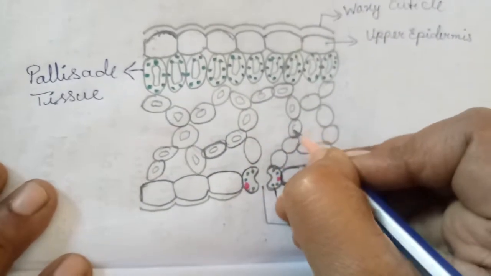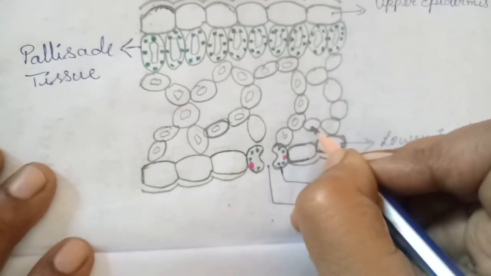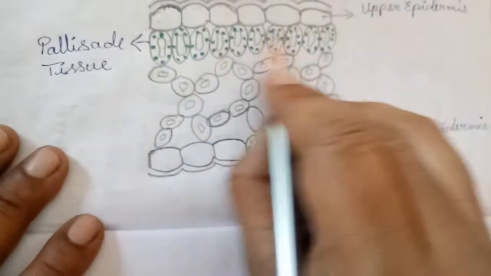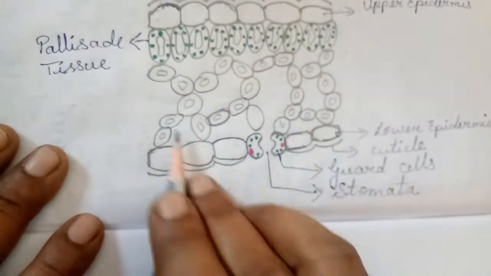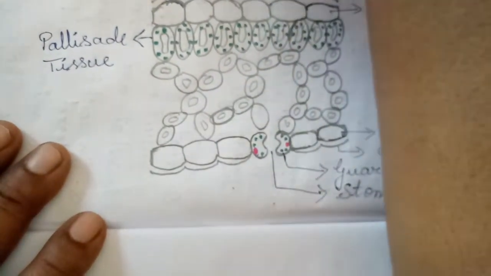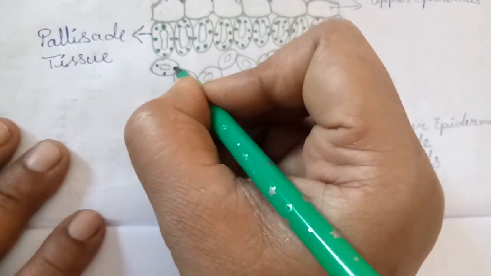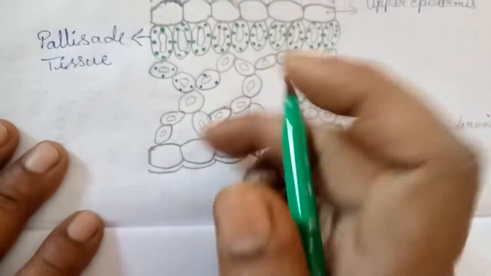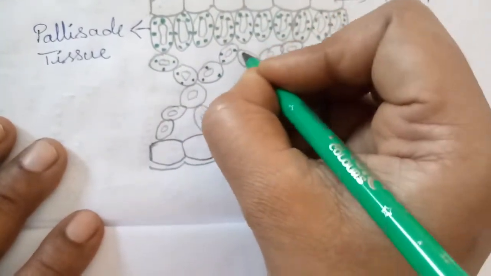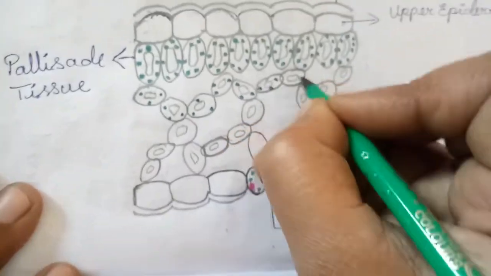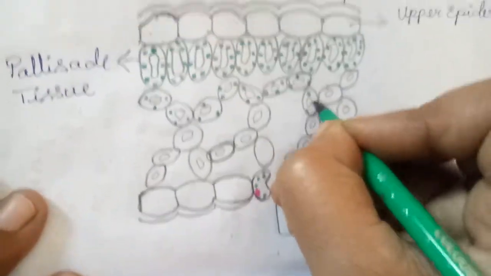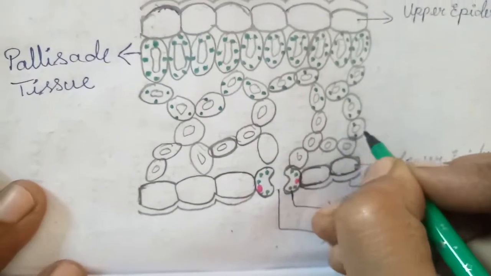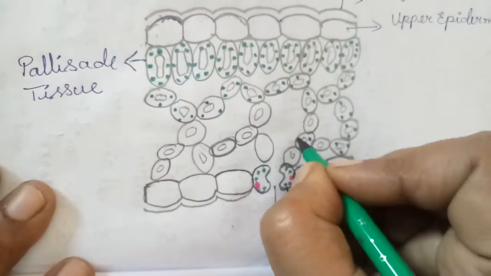But in them the chlorophyll pigment will be very, very less compared to the palisade tissue. So in these cells the chlorophyll pigments will be very less, few. So I will just show very few of it. Compared to palisade tissue, these loosely arranged cells are called spongy cells or spongy tissue, or you can also call it spongy parenchyma. So in spongy tissues very less chlorophyll cells are present.